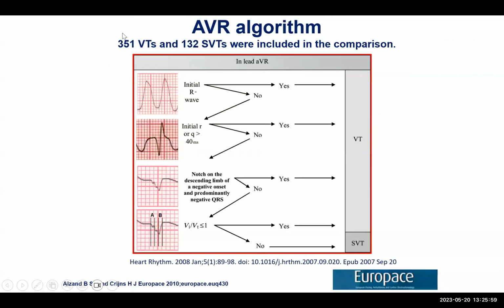The modified one, they looked at 351 patients with ventricular tachycardia and 132 with supraventricular tachycardia. And then they looked at the aVR. If there is an initial R wave in aVR, this is a VTAC. If the initial R wave or Q wave in aVR is more than 40 milliseconds, again, this is a VTAC. If notched down limb and negative onset, and a predominantly negative QRS complex, again, this favors VTAC. Then they look at the initial voltage to the terminal voltage part of the QRS complex. And if all negative, it's SVT. If one positive, this is a ventricular tachycardia.